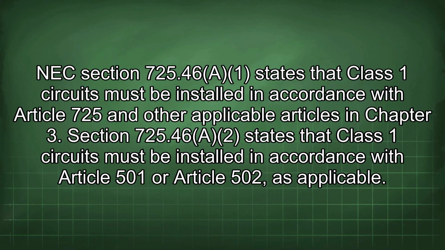NEC Section 725.46 states that Class 1 circuits must be installed in accordance with Article 725 and other applicable articles in Chapter 3. Section 725.46 states that Class 1 circuits must be installed in accordance with Article 501 or Article 502 as applicable.